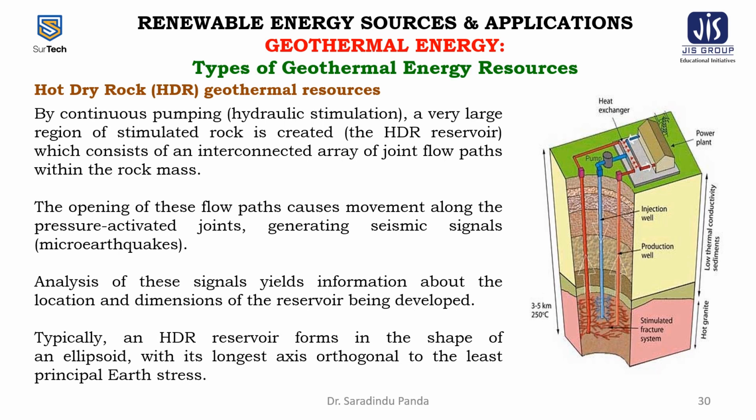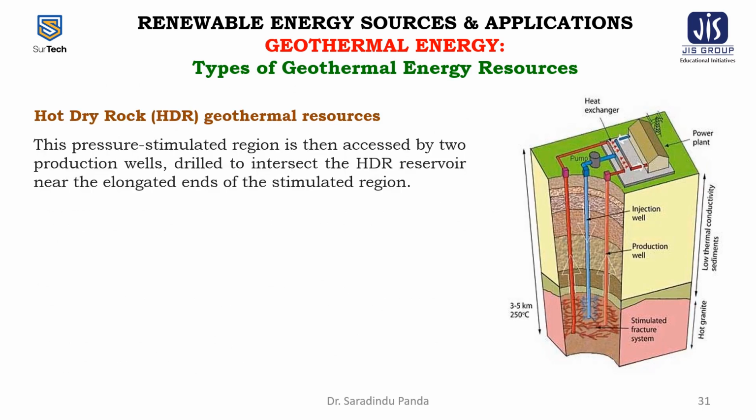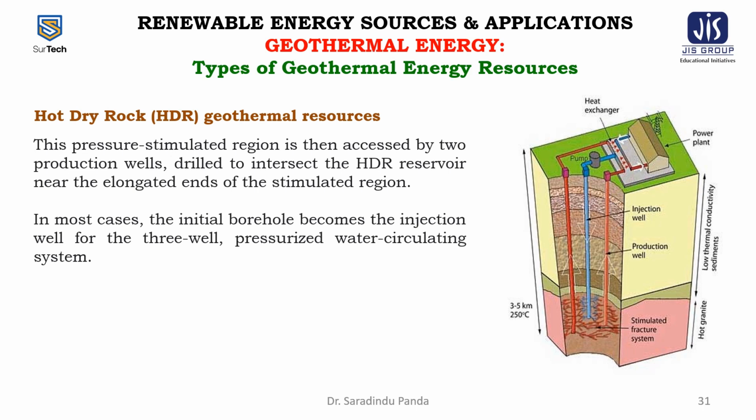Typically, an HDR reservoir forms in the shape of the ellipsoid with its longest axis orthogonal to the least principal earth stress. This pressure stimulated region is then accessed by two production wells drilled to intersect the HDR reservoir near the elongated ends of the stimulated region. In most cases, the initial borehole becomes the injection well for the three-well pressurized water circulating system. One well is for injection, another is for production, and one is for the heat exchanger.